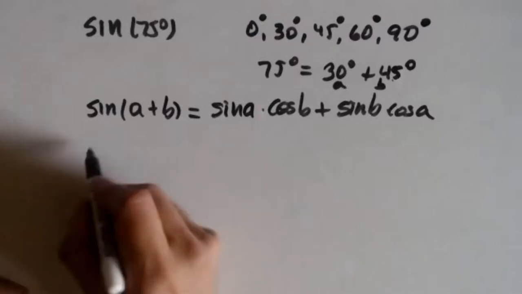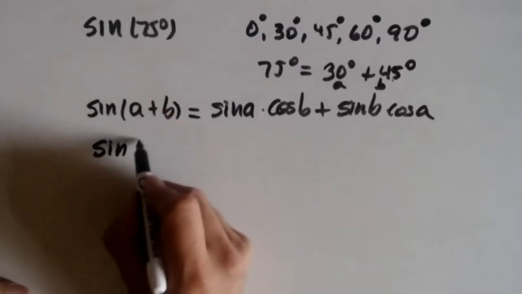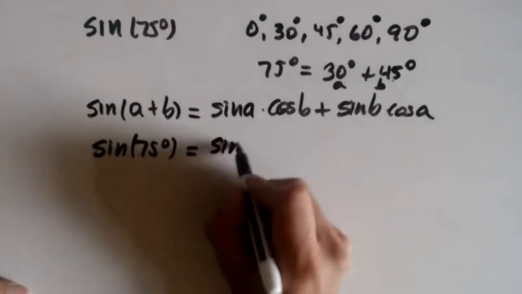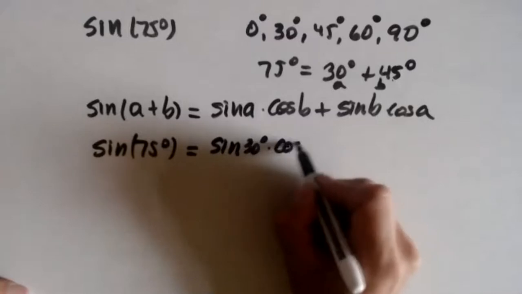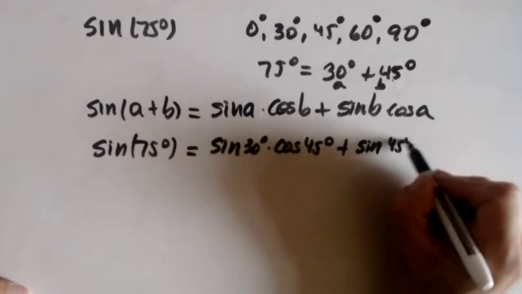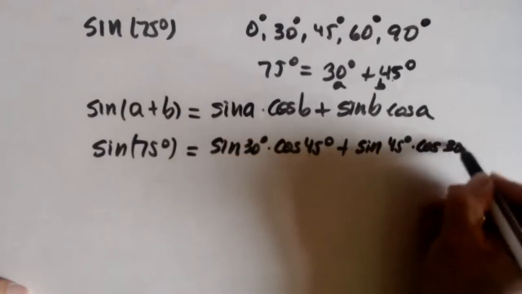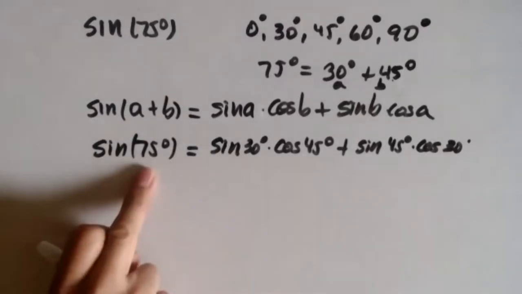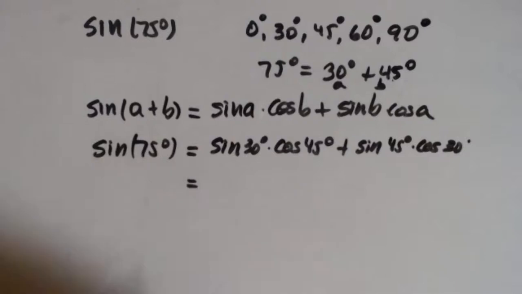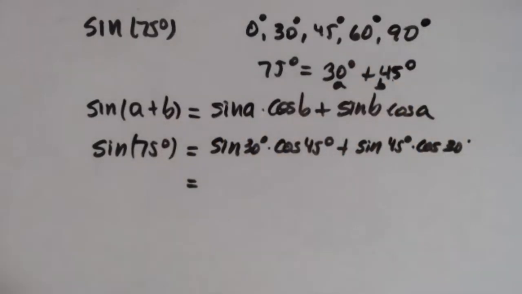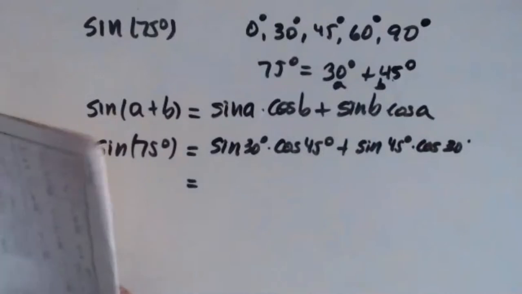30 and 45. So the sine of 75 degrees is going to be the sine of 30 times the cosine of 45 plus the sine of 45 times the cosine of 30. Everybody catch that? 30, 45, 30, 45, 30 plus 45, 75. Now, what I have to do is check my values for these angles in my formula chart, correct? I have this formula chart.